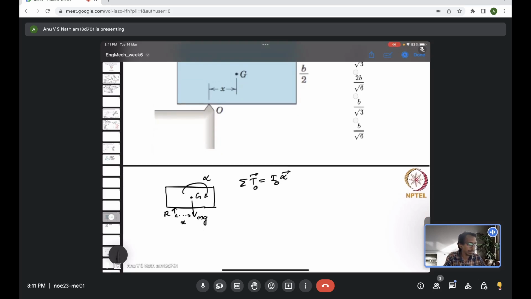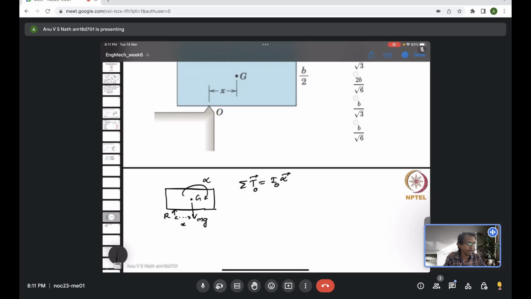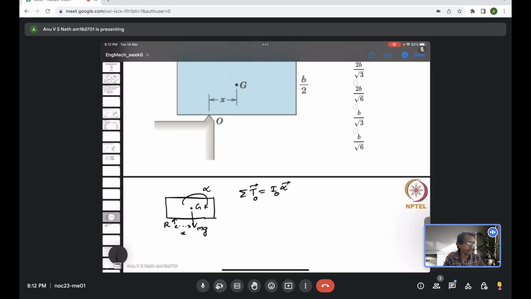The advantage of doing this is that you can eliminate the reaction forces, as you have already seen in the kinematics as well. But here you have to be careful. Unlike in the kinematics, you have an acceleration on the right hand side. So as I mentioned earlier, you have to be very careful when you choose. If the point about which you are taking the moment is not fixed, then this equation is not valid.